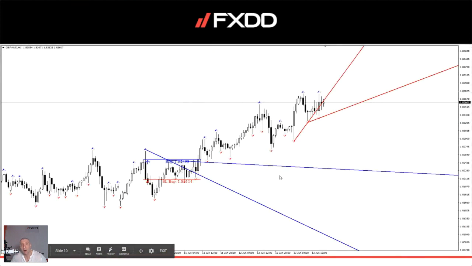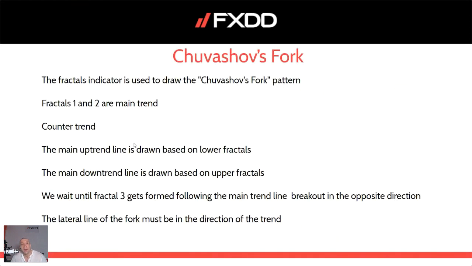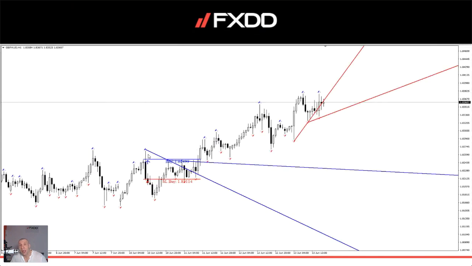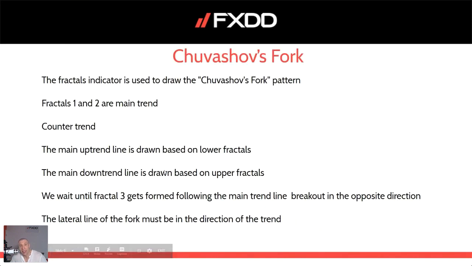Okay, this is how it looks, guys. Again, this is very, very clear. You exploit breakouts as counter trend moves similar to wolf waves, but in this, you use fractals. Okay, so we have this fractal, we have another fractal. When two fractals form, you draw a trend line. Okay, it's clearly here. The main downtrend line is drawn based on upper fractals.